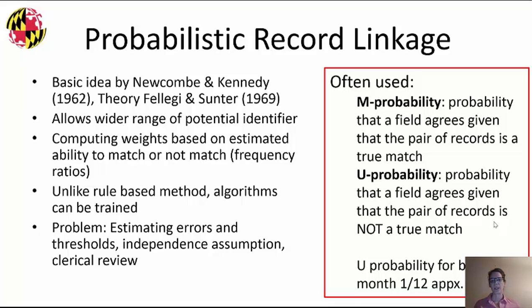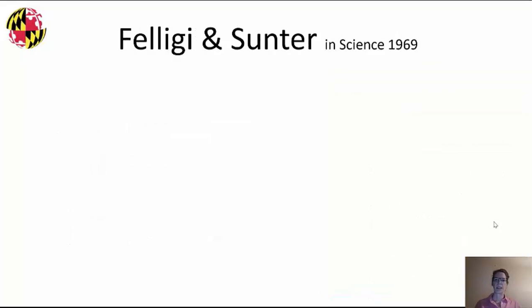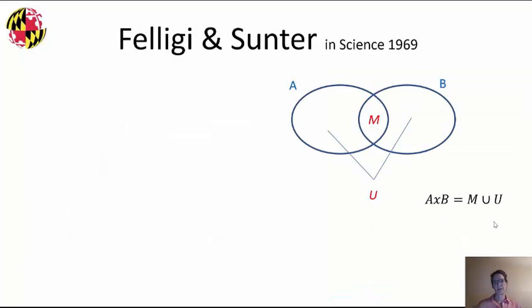Let me just give you a quick example of what that would be for a U probability. If you have month of birth in one record and in another, then you have a 1 in 12 chance that the field agrees, given that the pair of records is not a true match, just by the probability distribution. So these kinds of probabilities are important in the thinking of Fellegi and Sunter.